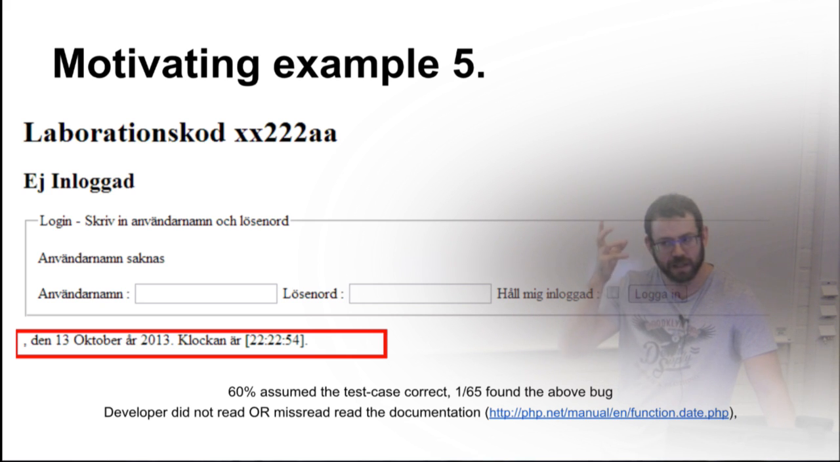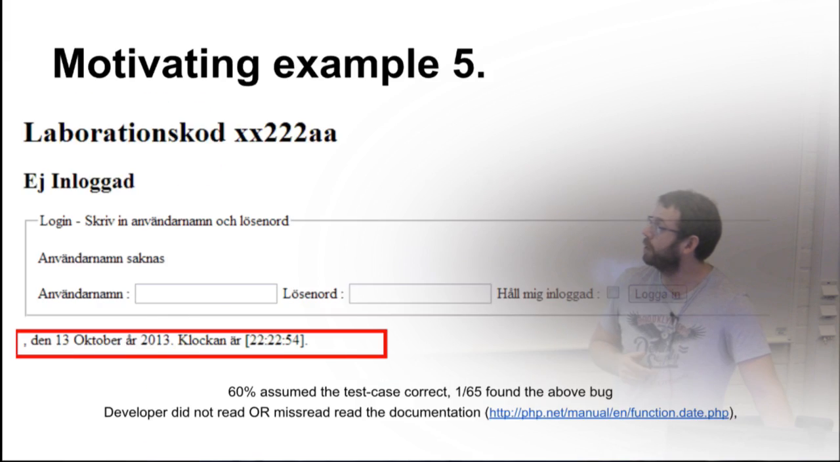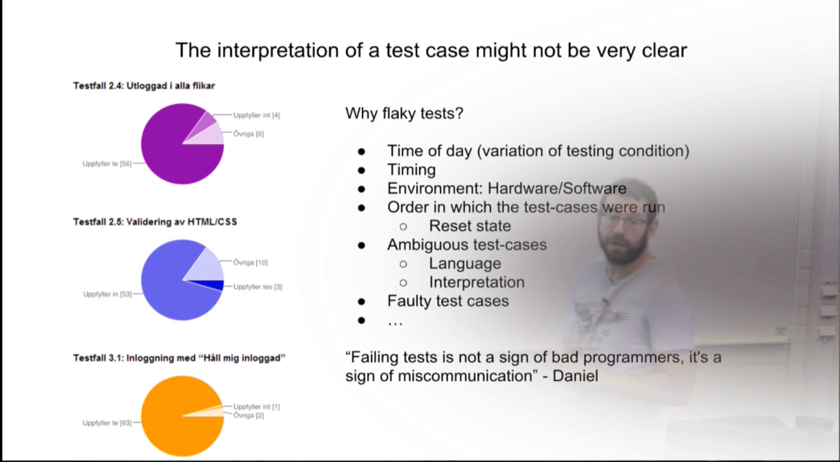Because the thing behind the actual test case is that we want time to be correct. We want it to be the current date and not the date in the picture. That's just an example of a date, right? So we can have sort of flaky tests just because the person who is reading the instructions for the test misunderstands the test. Actually, this happens a lot.